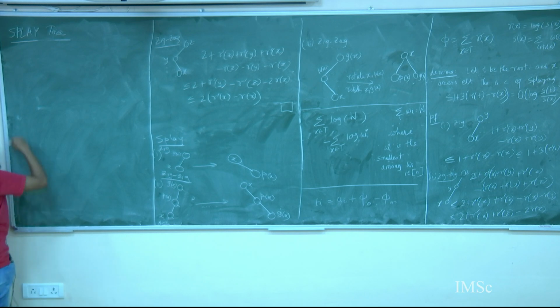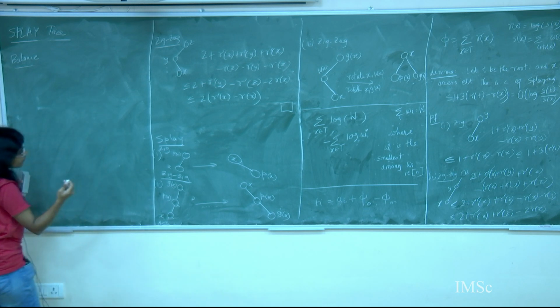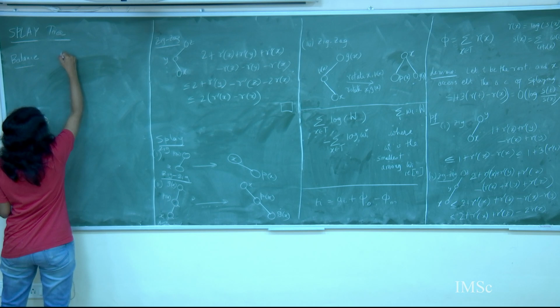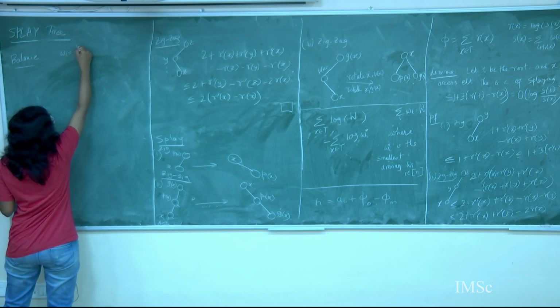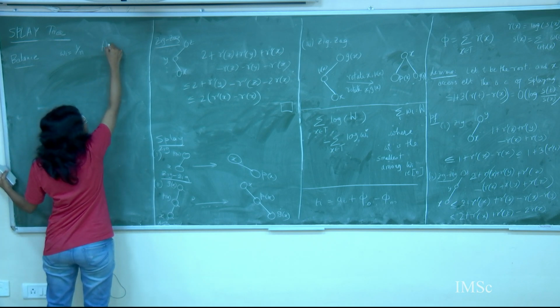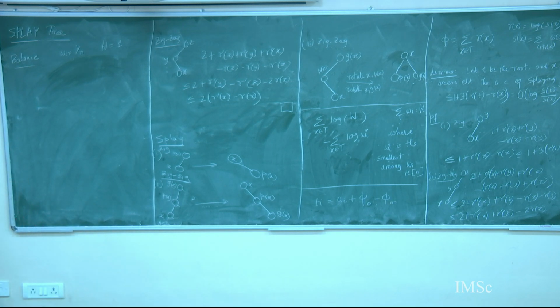So first, as I was saying, when I am comparing it to the balanced tree, it is easy to see, if you put all the wi's to be 1 by n, what happens? Capital W is 1, right?